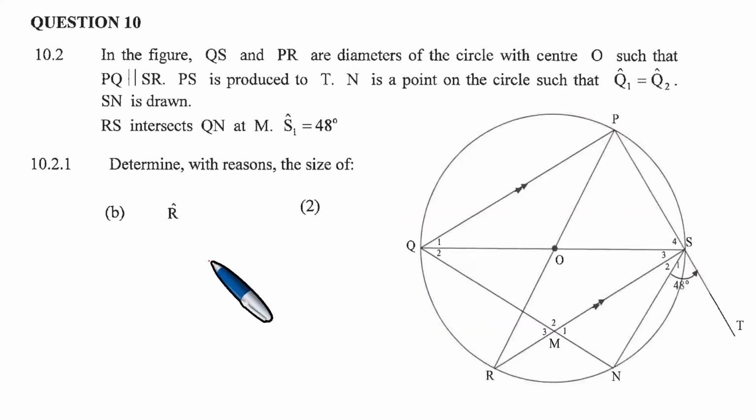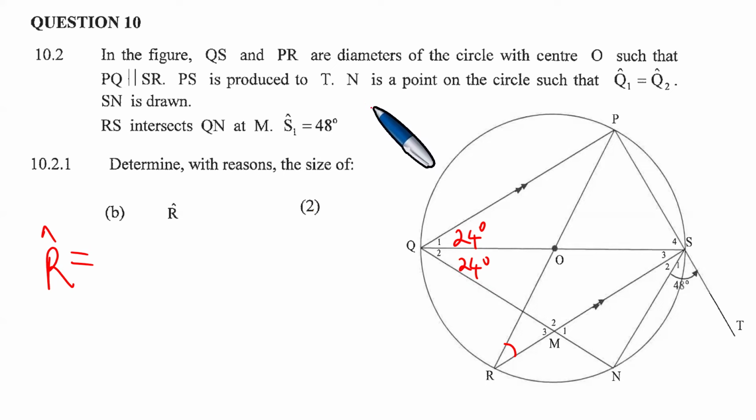Okay, the next question is we want to find, so we found that this one is 24 degrees and this one is 24 degrees. Now we want the size of angle R, this one here. Very easy. Anyone? Angle R is equal to what? Okay, there's what you call the bow tie theorem. 24 degrees. Well done, Tenulo.